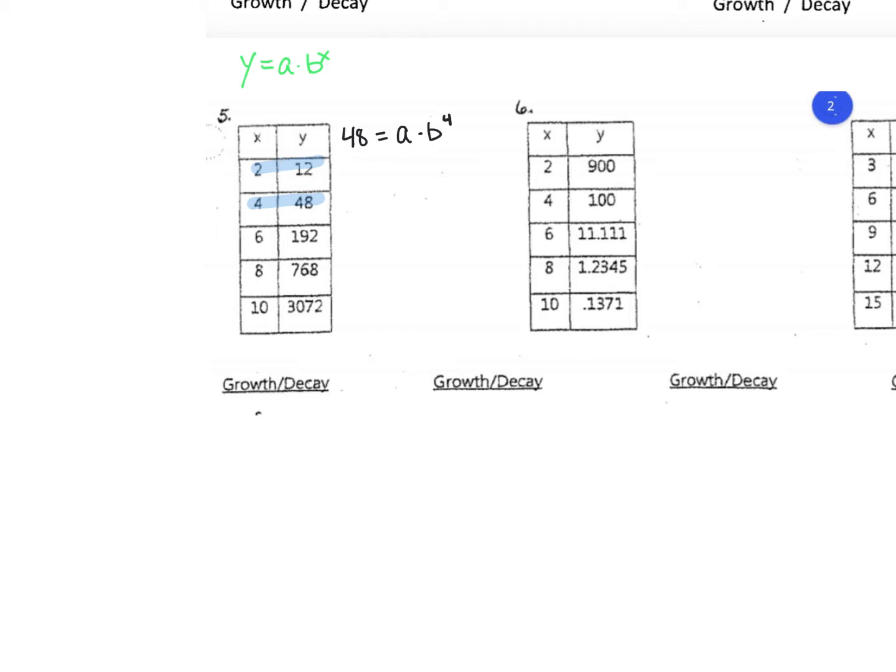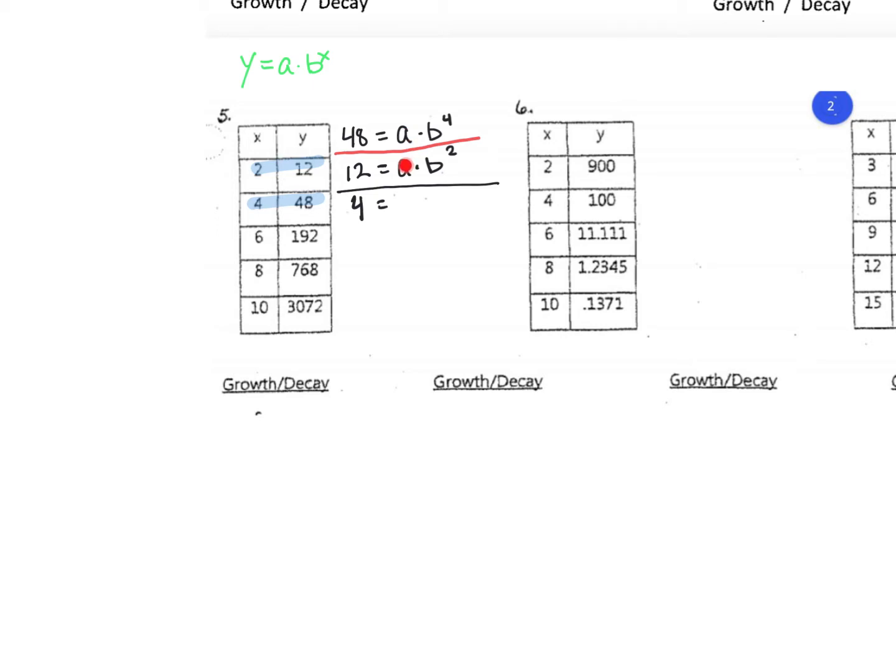But now if I try it with my second point just underneath it, we'll have 12 is equal to a times b squared. Just like I said, when we're dealing with elimination with linear functions, we're either adding or subtracting. In this case, we're going to divide everything. So we're going to go through and cancel out everything that we can. Let's see what we get as our answers. First, we'll divide our y's. 48 divided by 12 is going to give us 4. Then we'll have an equal sign.